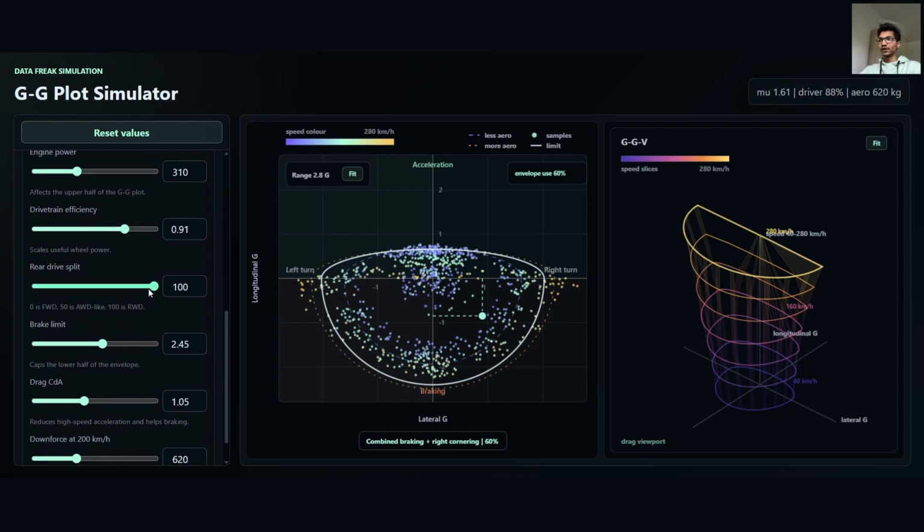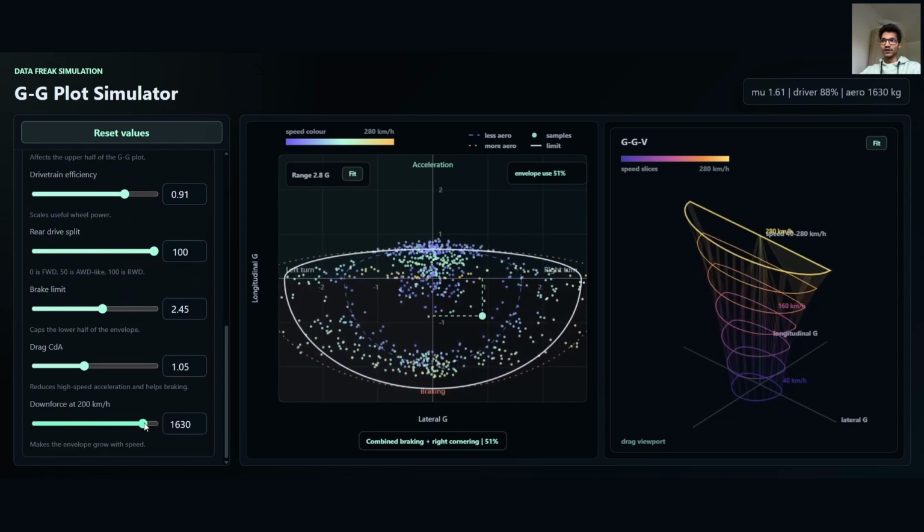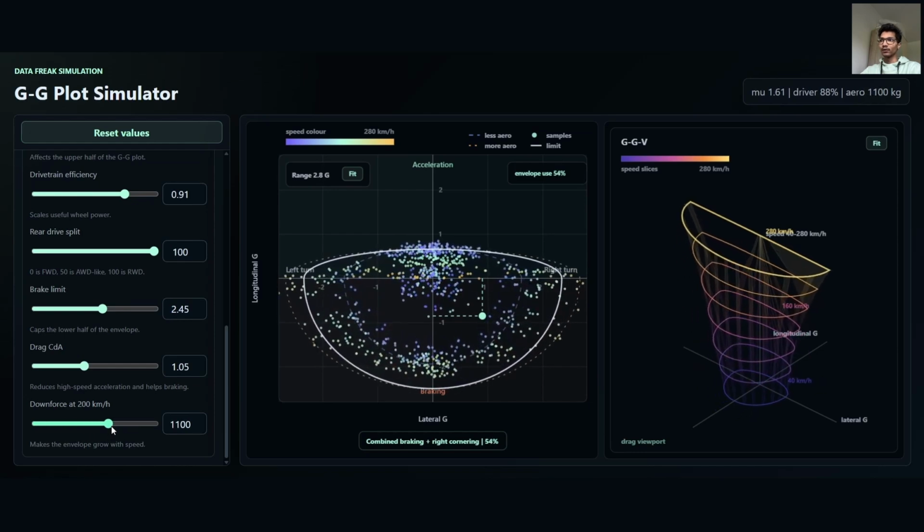So if it's a front wheel drive or rear wheel drive car, there's only one axle which is doing all the driving. But if we put it in the middle, which means it's all wheel drive, you can see that the acceleration is a bit more in this case. One of the most important things is the downforce. As you can see, if I increase the downforce, the shape already increases in size, which means more load, giving us more grip on the tires.